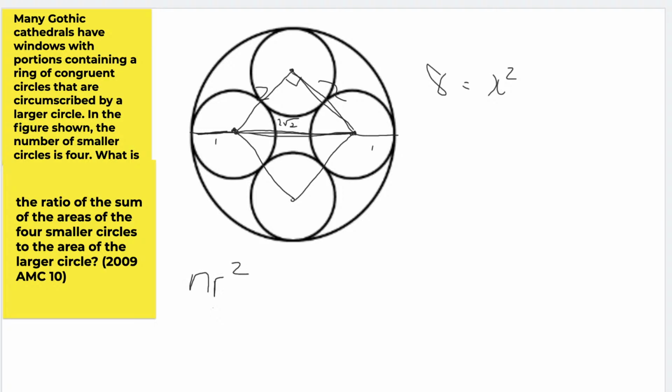And then the radius is 1. So it's just pi, 1 squared, and 1 squared is just 1. So 4, and so it's pi, and we have 4. So 4 circles, which is 4 pi.